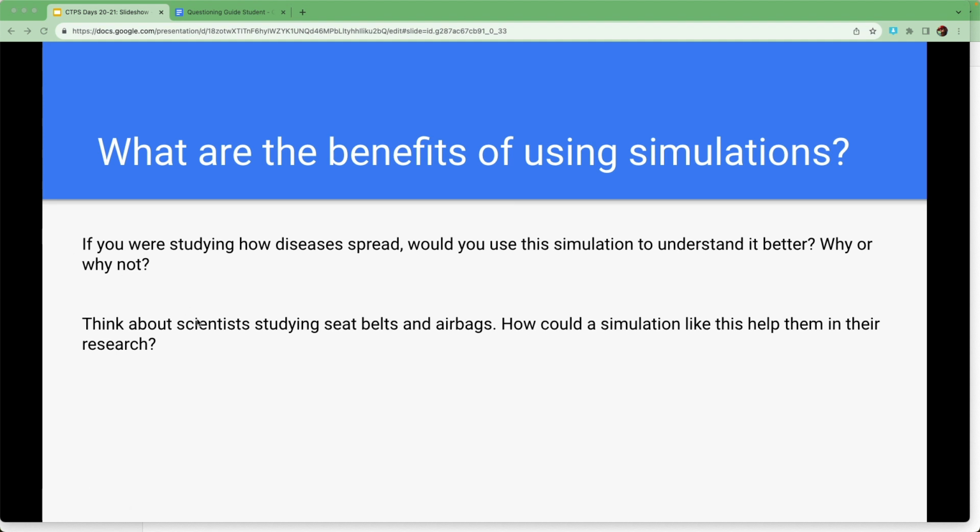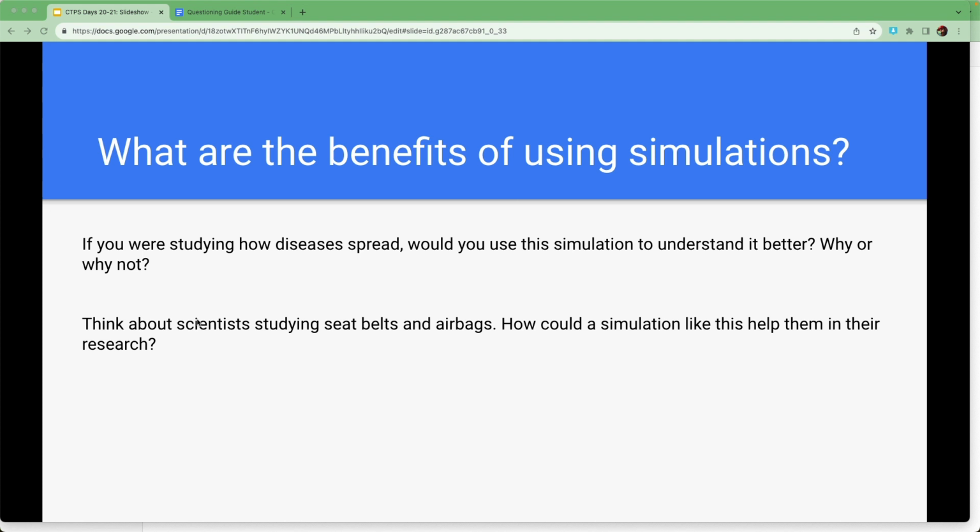All right, so a few different sample answers. Let's just look at one from the first question. So if you were studying how diseases spread, would you use this simulation to understand it better? Why or why not? So sample response number 1, I might use this simulation, but it's important to remember that this is a simplified model. Real diseases can be much more complex, and with people getting better or becoming immune. So while it is a helpful tool, it doesn't reflect reality.